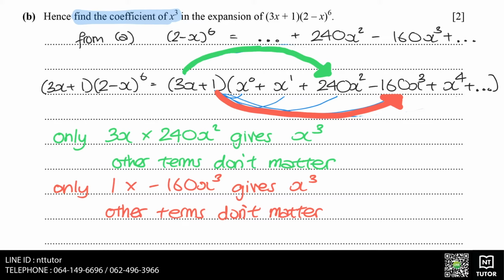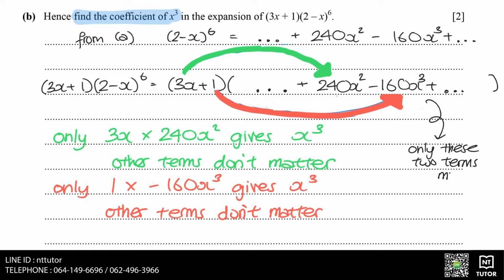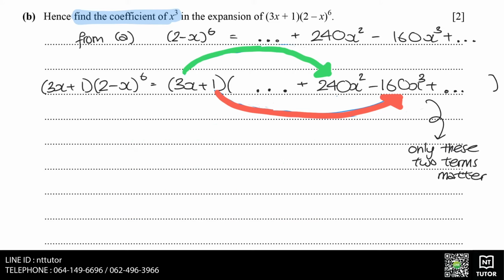And as you can see, when you're doing this question, we don't need to know the first term, the second term, or the fifth term, or the sixth term, or the seventh term, because it doesn't matter. And conveniently, part A asked us to find the terms we needed for this expansion. So to find the coefficient of x cubed, all that matters is 3x multiplied by 240x squared plus 1 multiplied by minus 160x cubed.